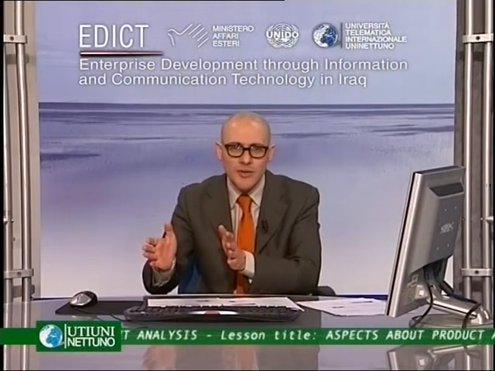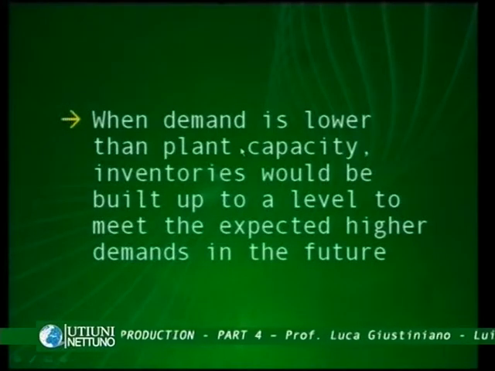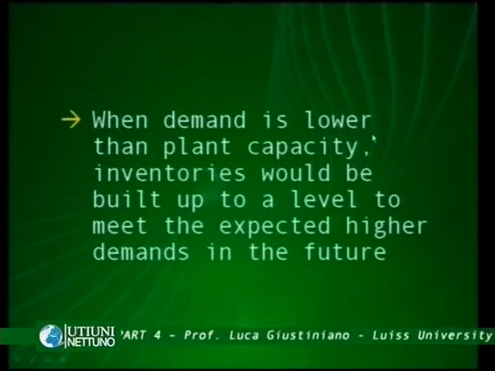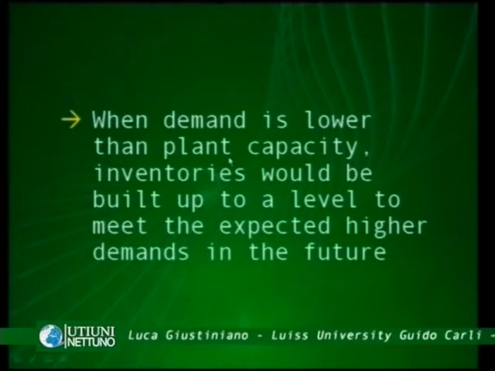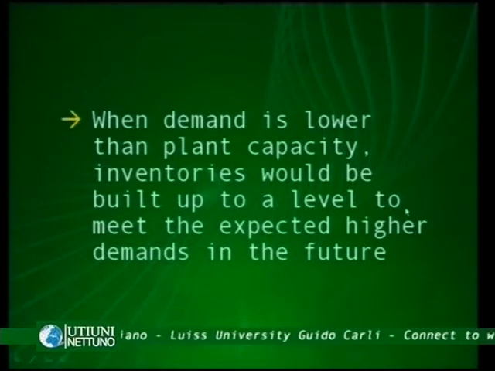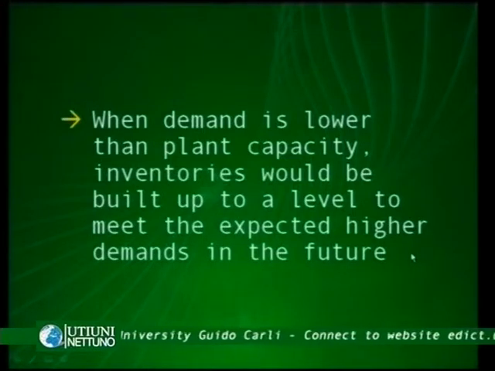And as we will see, fluctuations imply that the capacity should be consistent with the maximum peak of the production required, or we should schedule the activities in the way that when we have lower demand, we should keep on manufacturing our products in order to face times with higher demand. Second, when demand is lower than the planned capacity, inventories will be built up to a level to meet the expected higher demands in the future.